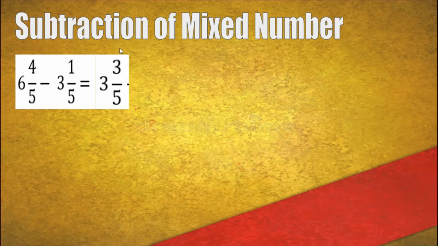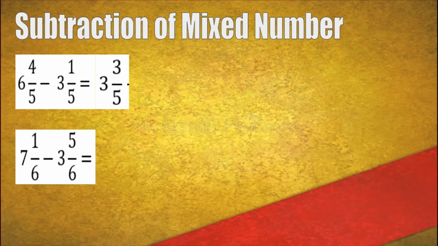Can we still simplify 3/5? Is there a number that can divide 3 and 5? The answer is no. Why? Because 3 and 5 are already prime numbers and there is no number that can divide both of them. So this will now be our final answer, 3 and 3/5.